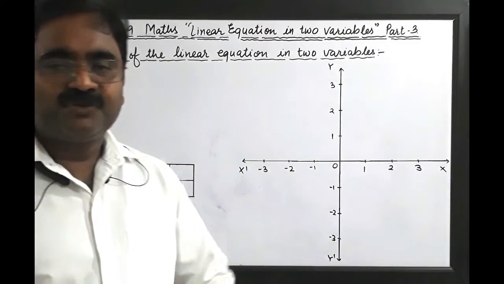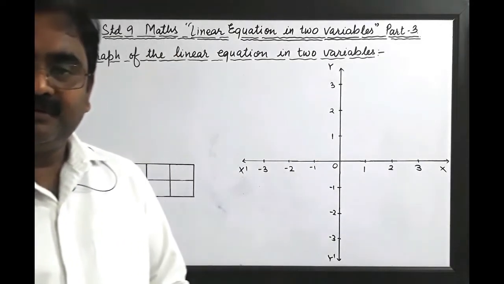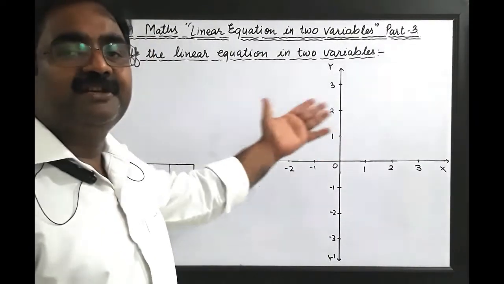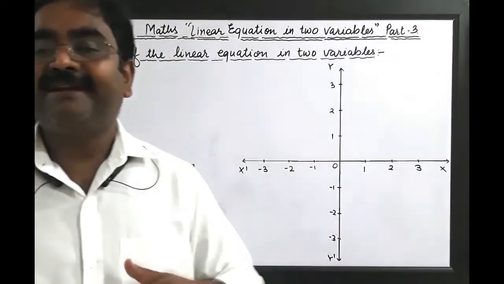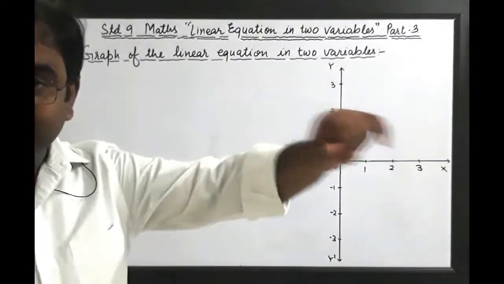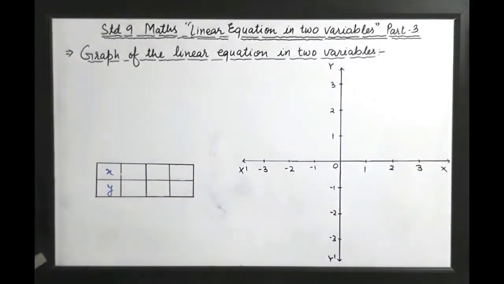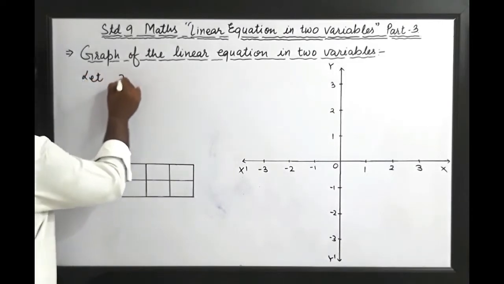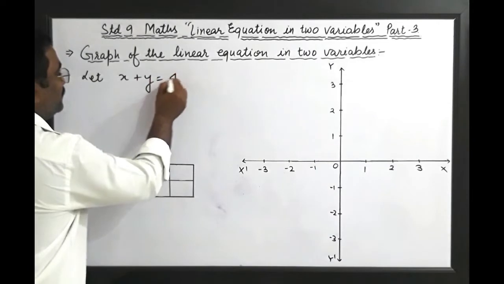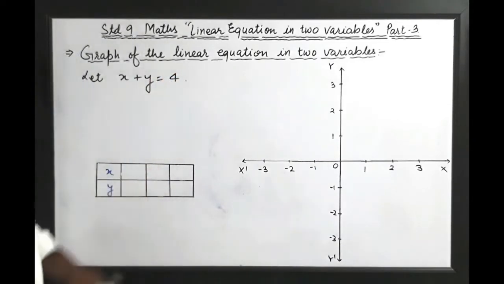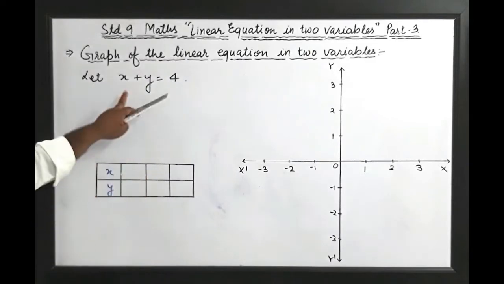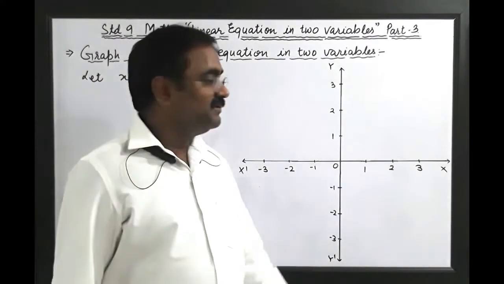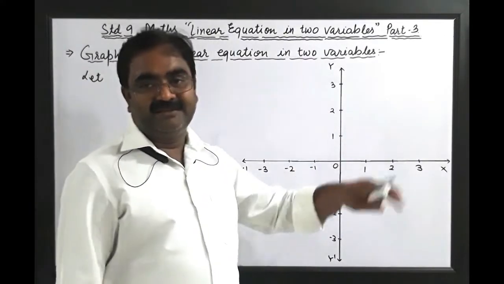Okay friends, so let us take another example to understand again why this linear equation in two variables gives you a linear line or straight line, with the help of another example. Let your equation be x plus y is equal to 4. Now we are going to draw the line of this equation on this Cartesian system, on this coordinate plane, right children?